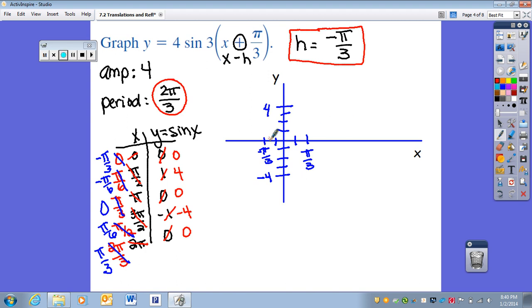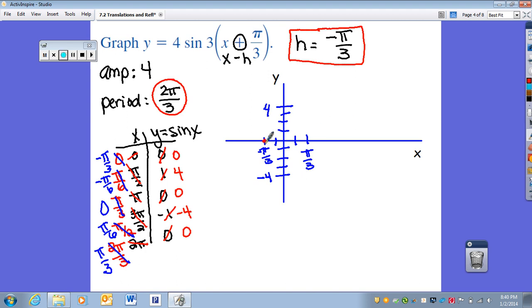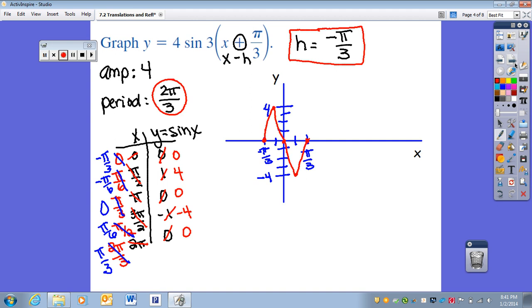So we start at negative pi over 3 at 0. At negative pi over 6, we're up to positive 4. We're back down to 0 at 0. Then we're going to go down to negative 4 at pi over 6 and back up to 0 at pi over 3. And that's going to be our sine function, which has stretched vertically quite a bit from 1 unit to 4 units, and the whole entire graph has shifted over to the left, as well as our period becoming shorter. Let's take a look at our next example.